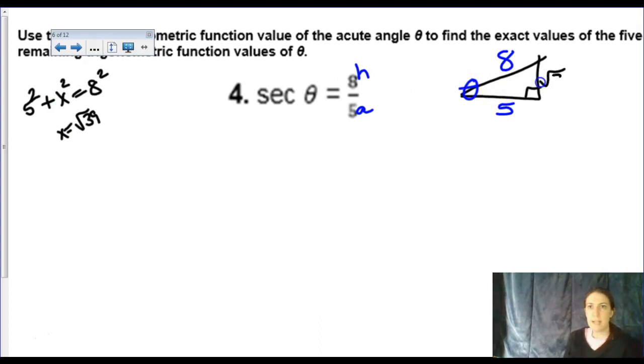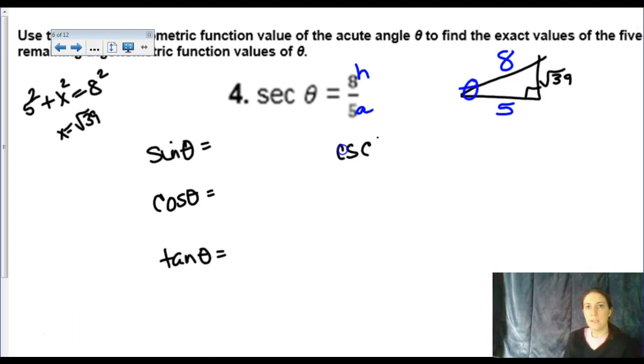is my missing leg. So I already have secant, so I still need sine, cosine, which I should know because it's just a reciprocal of secant, and then tangent, cosecant, they already gave me secant, and then cotangent. Alright, let's do this. Sine is the opposite over the hypotenuse. So opposite leg is square root of 39 over hypotenuse, leave it. Cosine is just the reciprocal of secant, so 5 over 8, which I could have figured out from the triangle as well.